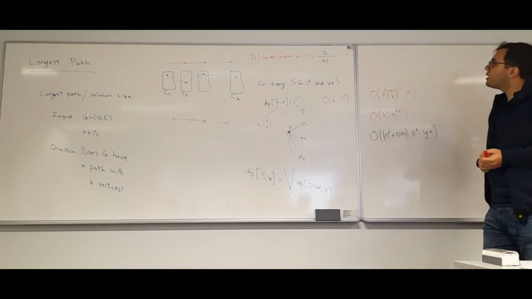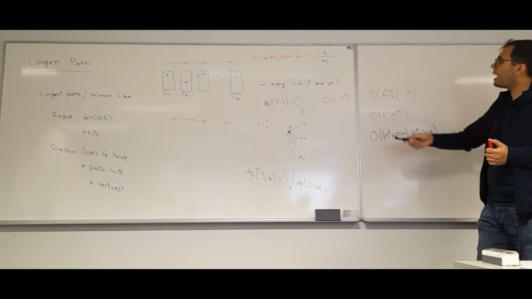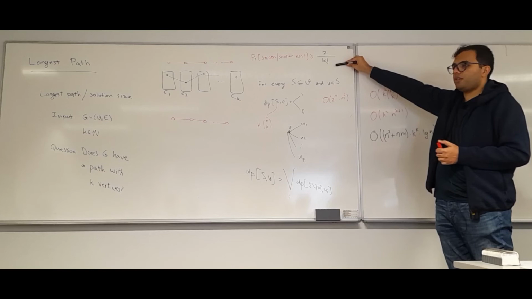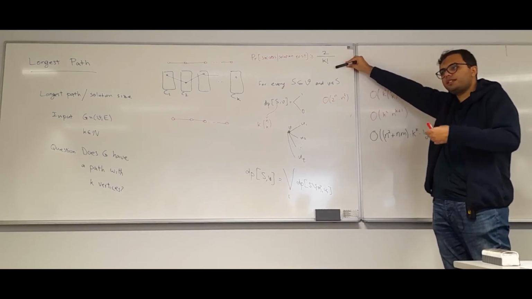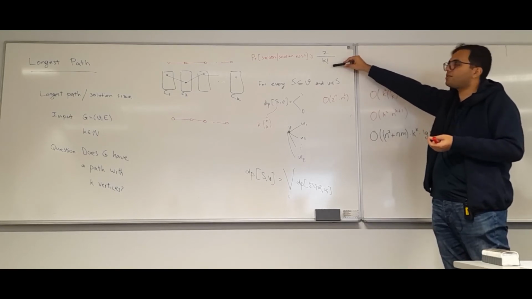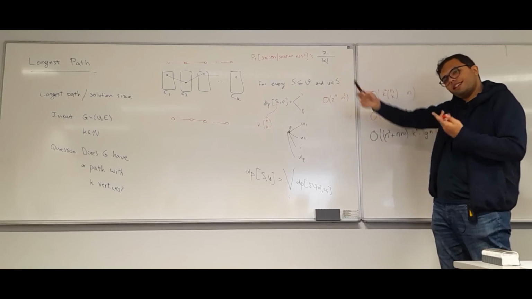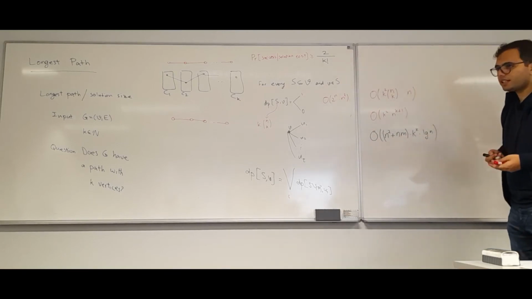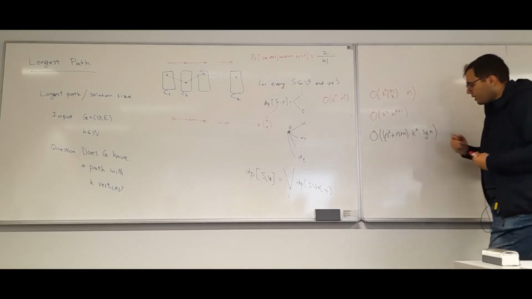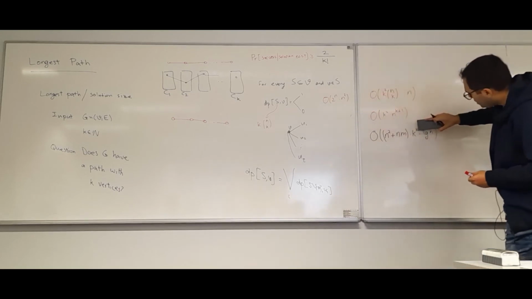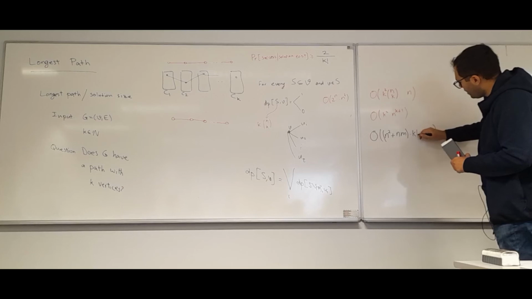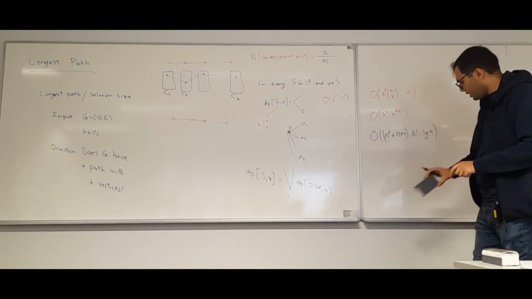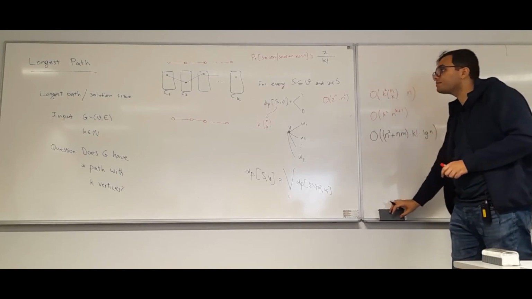Okay. Now, the only difference is that I had 2 over k to the power of k before. So in order to get constant probability, I had to repeat the algorithm k to the power of k times. But now I have to repeat it only k factorial times. K factorial is much smaller than k to the power of k. So my runtime just becomes k factorial here. And I don't need k to the power of k anymore. Okay.